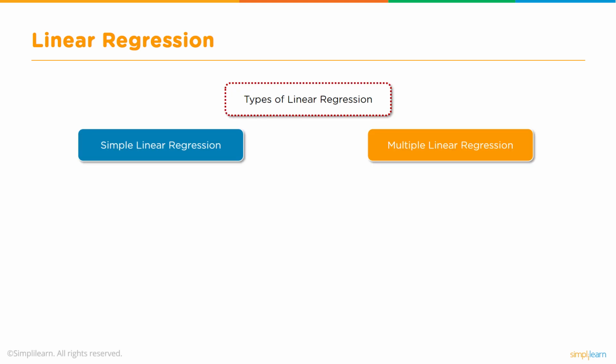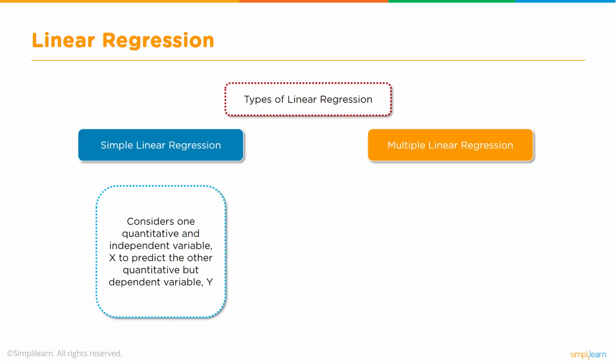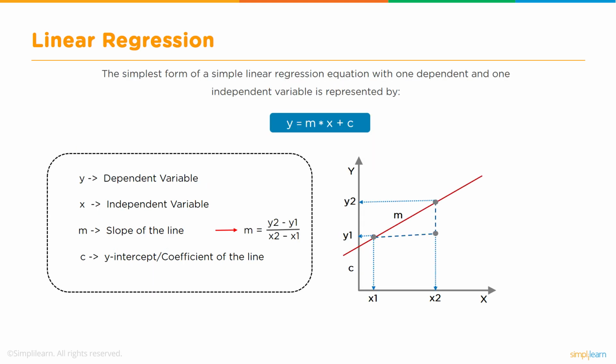Types of linear regression. There's simple linear regression. It considers one quantitative and independent variable, x, to predict the other quantitative but dependent variable, y. And that's the formula we just saw: y equals m times x plus c.